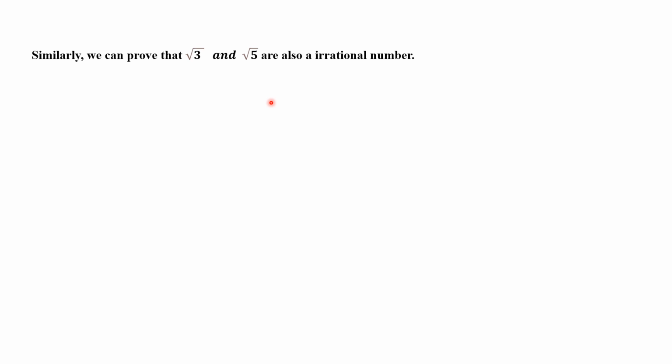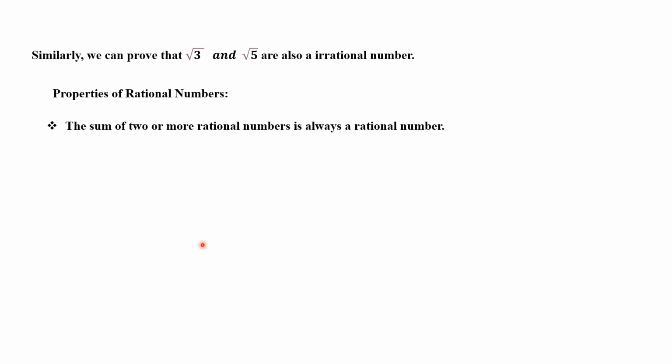Now let's recall some of the properties of rational numbers, because we are going to use these properties while solving the questions. The first property is the sum of two or more rational numbers is always a rational number. So let's take any two rational numbers. I have taken 1 by 2 and 5 by 2.